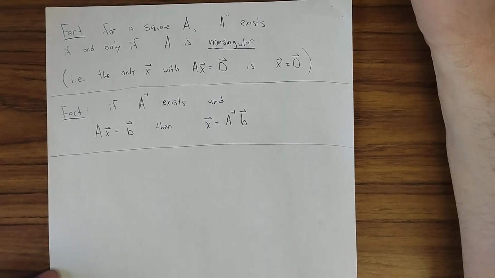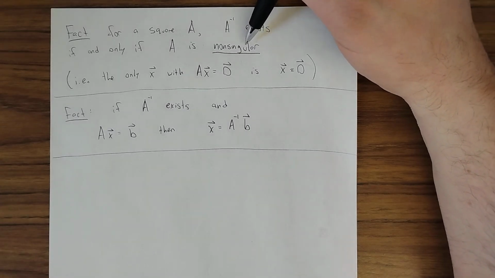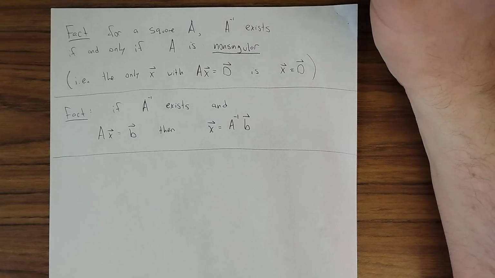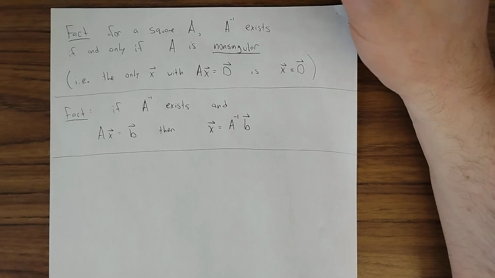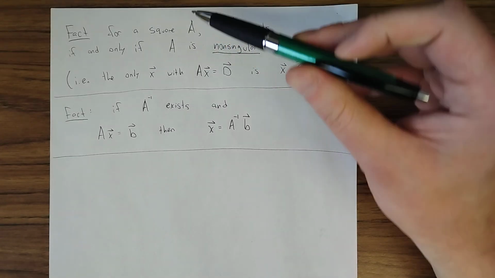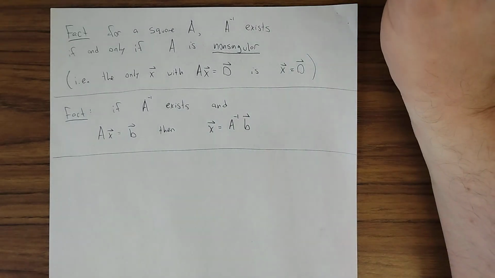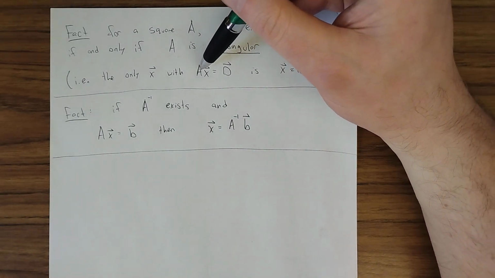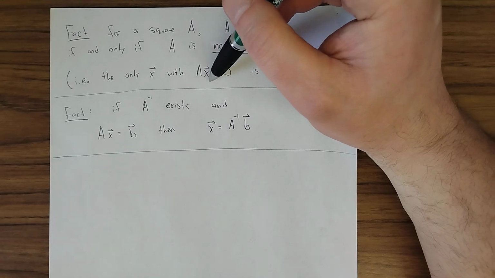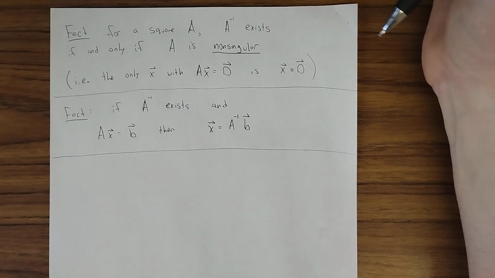Anyway, let me just end with a couple of facts here. I'm going to tie in the word singular or non-singular from the other day. So for a square matrix A, the A inverse exists only when A is non-singular. And just as a reminder, non-singular means that the only solution to A times X being the 0 vector is when X is the 0 vector. If A is singular, that means that this equation has infinitely many solutions. Non-singular means that it just has the one solution, and non-singular is when the inverse exists.